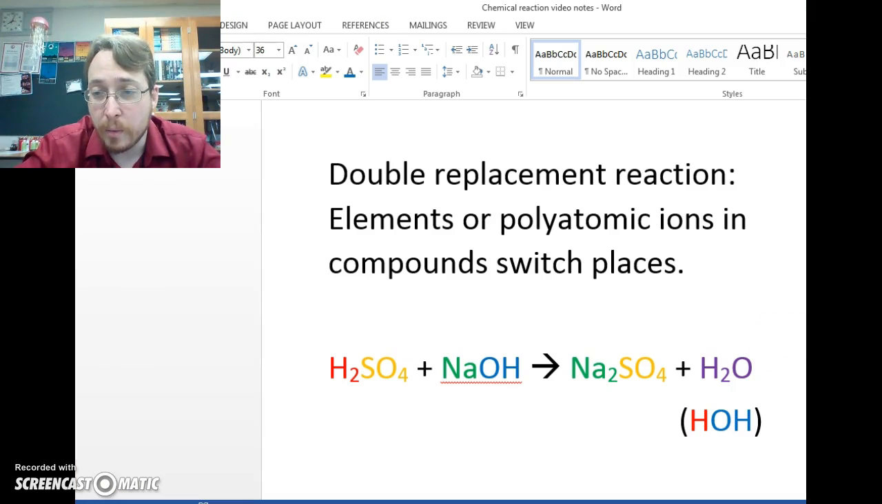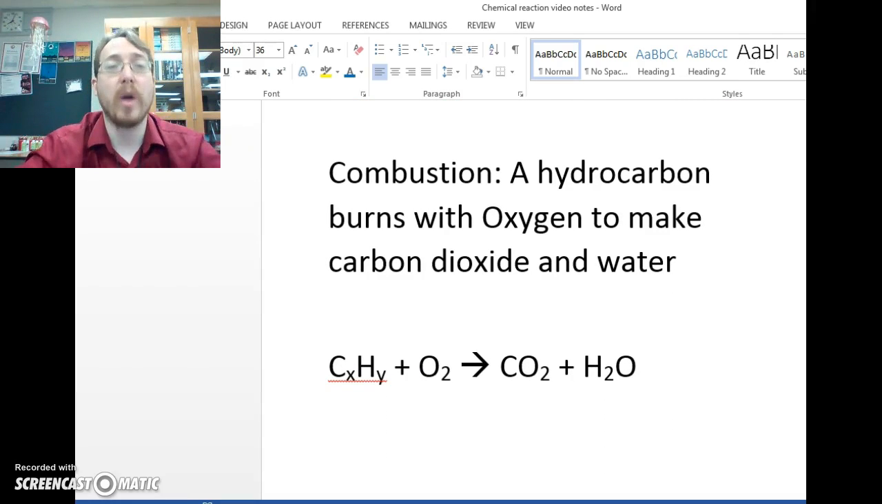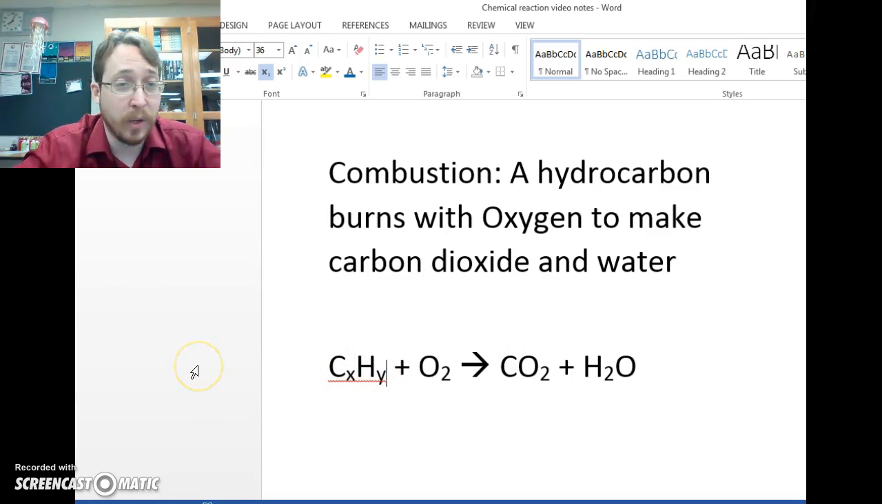Finally, the last reaction type, a combustion reaction. A hydrocarbon burns with oxygen to make carbon dioxide and water. This is your classic burning reaction that produces fire. A hydrocarbon is any compound that is made of carbon and hydrogen, and there are lots of different hydrocarbons. So we have a variable number here, X and Y. It can be many different choices for our hydrocarbon, but they will always burn with oxygen. Oxygen will always be a reactant, and that will always give us carbon dioxide and water.